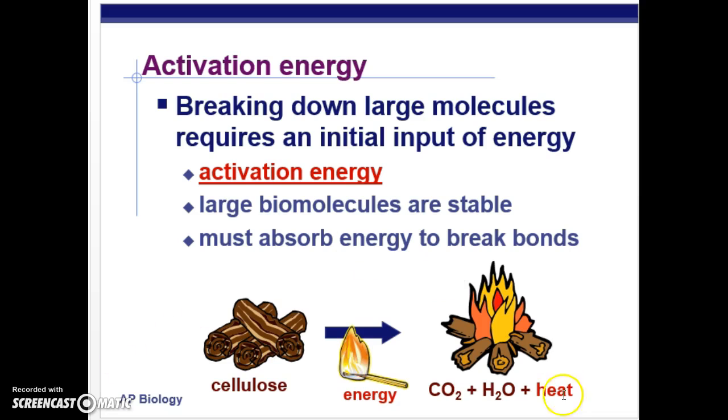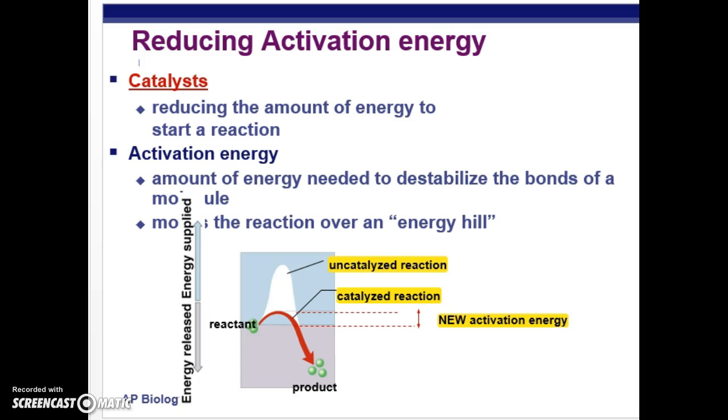The only problem with this whole setup is that simply adding heat to provide the activation energy becomes a problem for cells, because if too much heat is added to cells, we have the denaturing of proteins and the killing of a cell. So there has to be another solution to supply the activation energy needed for a reaction to occur. And that's where catalysts come in. Catalysts reduce the amount of activation energy that's needed to start the reaction.